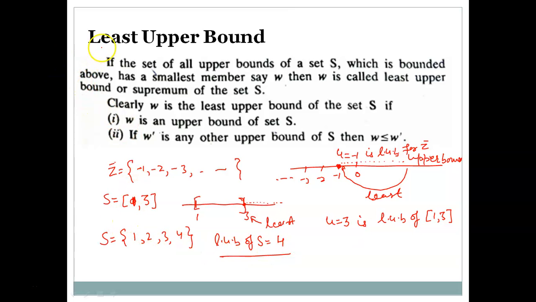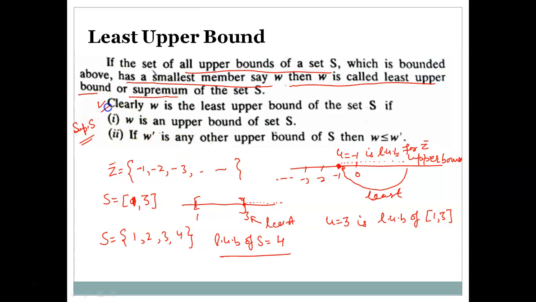So in general, the definition of least upper bound can be given like this: if the set of all upper bounds of set S, which is bounded above, has the smallest member, say W, then W is called the least upper bound. For example, here I told you that all numbers on the right hand side of -1 will be the upper bounds, and among these the least one is -1. So -1 is the least upper bound, and this least upper bound is also called the supremum of the set S, and sometimes in short we denote it by sup S, supremum of S.